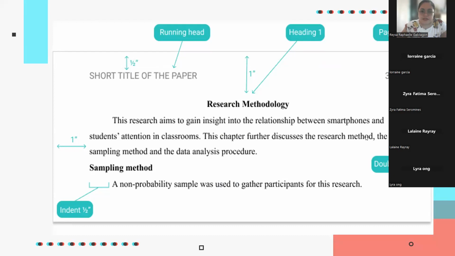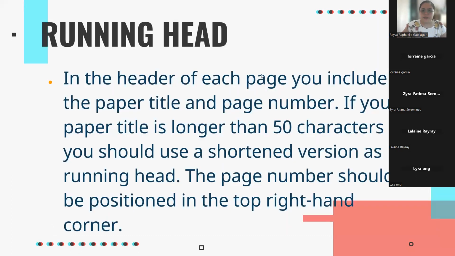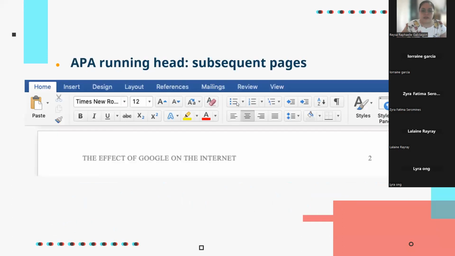And then double space ang spacing nito. And then all paragraphs should be indented. 1/2 inch yung size. Okay? What else? So again, when you say running head, it is not longer than 50 characters. It's the shortened version of your title. Pero we will be placing it here beside the page number, not on the right side.